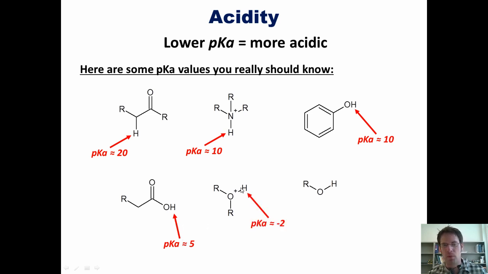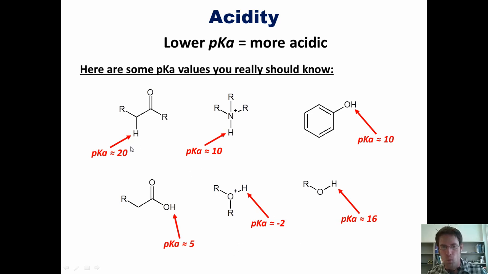A hydrogen on a protonated alcohol, such as a hydronium ion or a protonated ether, has a pKa of about -2. And a hydrogen on an alcohol or water has a pKa of around 16. Now, of course, there's going to be a lot of variety in these pKa's for specific examples depending on what groups are attached to them. But generally speaking, these are about the types of pKa's that you would see for these types of hydrogens.